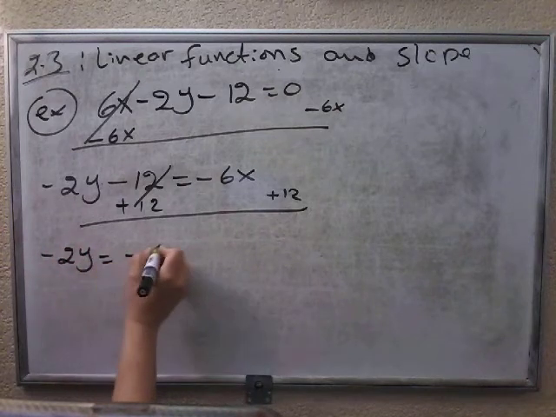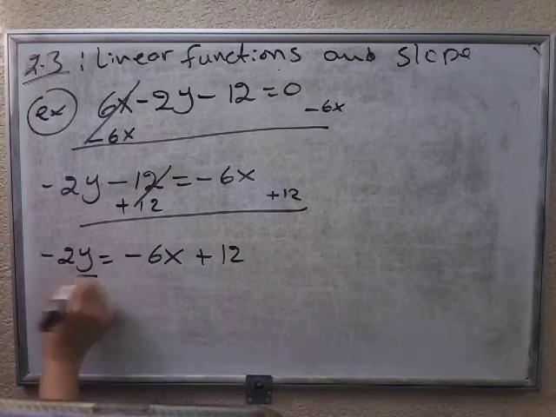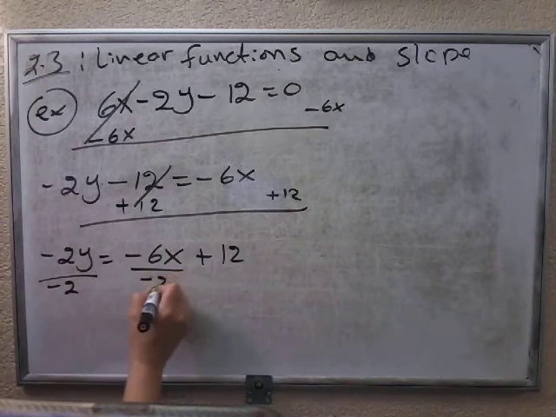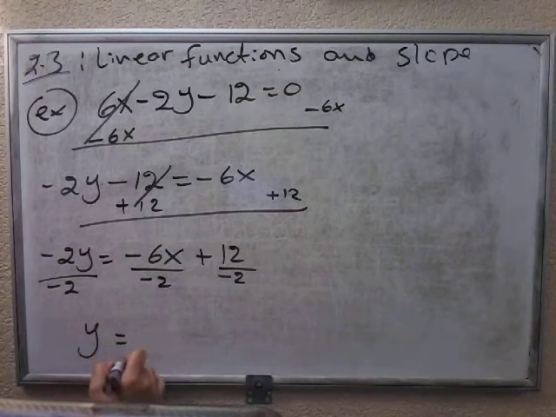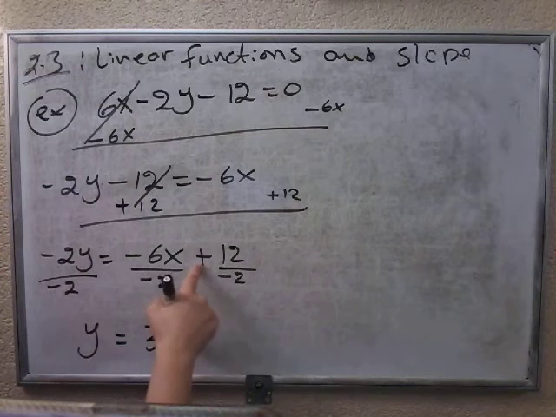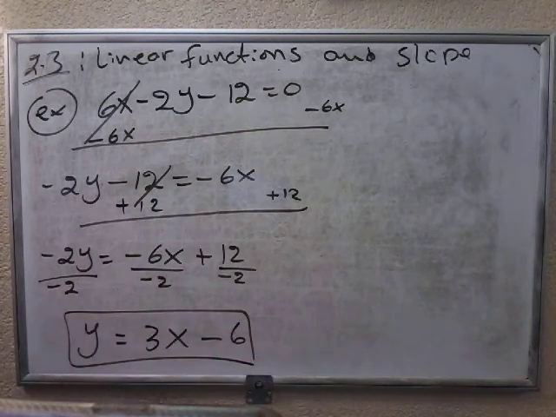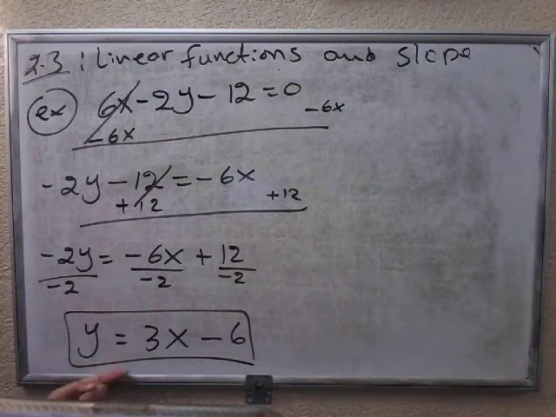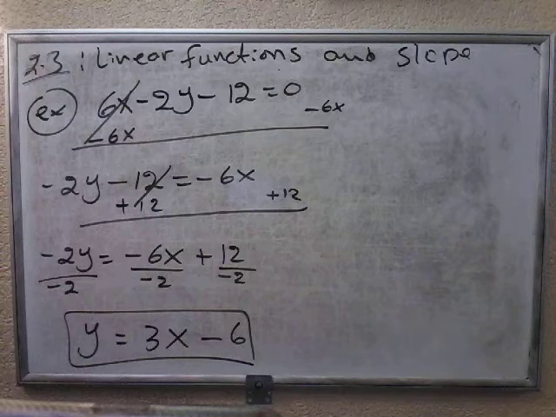-2y equal -6x plus 12. Divide by -2 every single term. So we get y equal negative is positive, 3x. Negative, positive is negative 6. So I found the equation of the line in a slope-intercept form. And that's what they want. They want us to graph using slope and y-intercept.